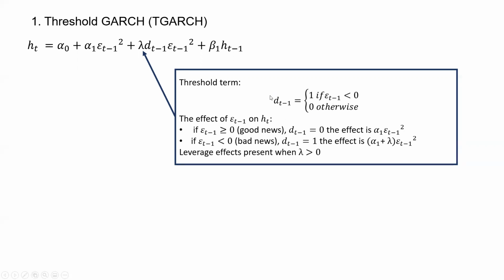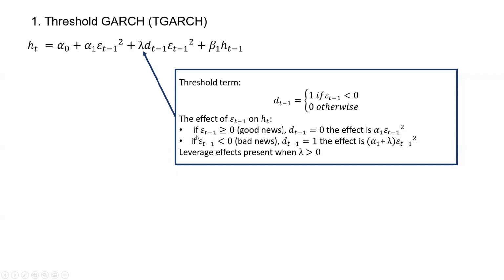This is important because the value that this D term takes is how we will reflect the effect of that good news or bad news on the volatility, right? If the period before reflected some good news, so the error is larger than or equal to 0, the dummy variable will be equal to 0. All these terms will be equal to 0, right? It's all multiplied by 0, so all of this goes away. Therefore, the effect of that shock on volatility is just given by alpha 1 times that squared shock, right?